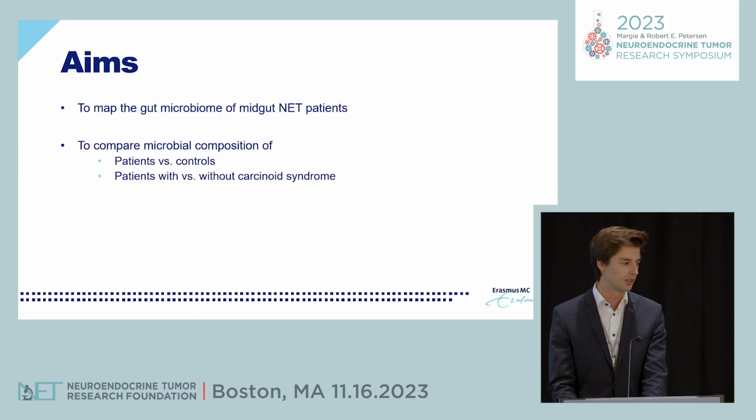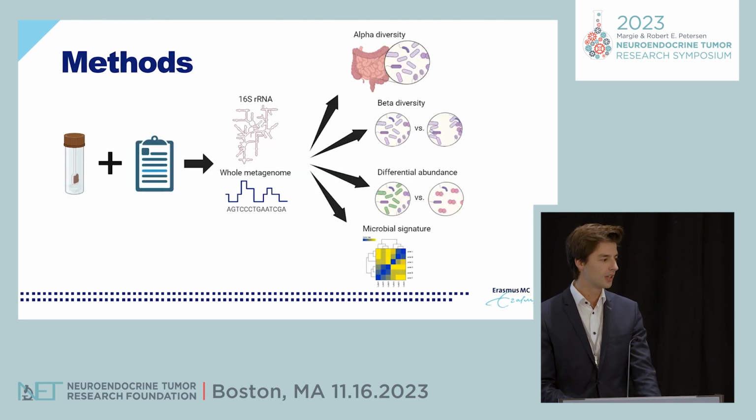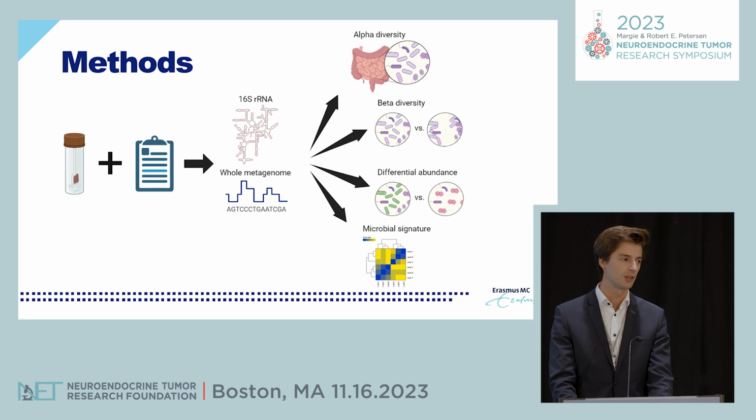So our aims are therefore to map the gut microbiome of mid-gut neuroendocrine tumor patients and to compare microbial composition of patients and controls, and patients with and patients without carcinoid syndrome. We did this by fecal sample collection and collected relevant metadata from questionnaires and from electronic health records. And we did 16S rRNA sequencing and whole metagenome sequencing.